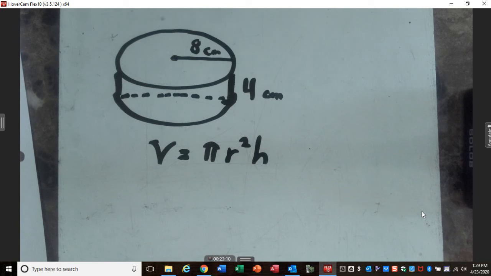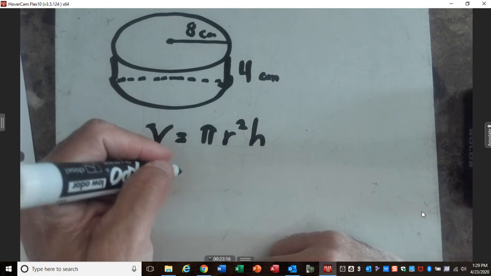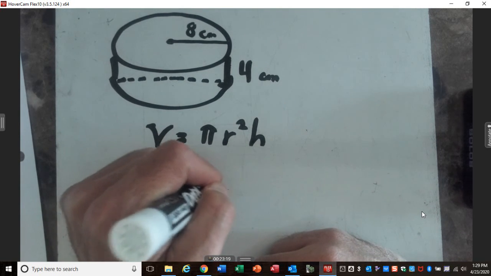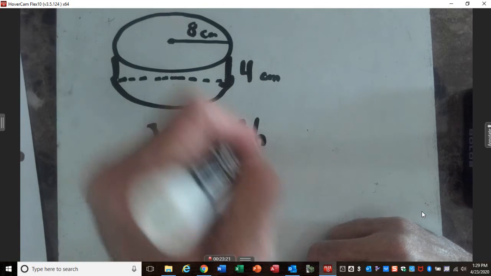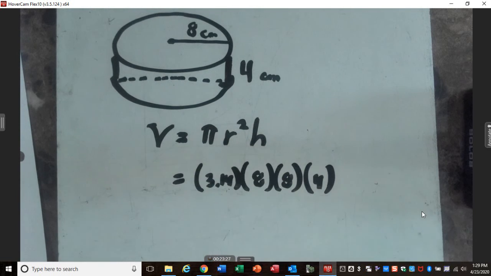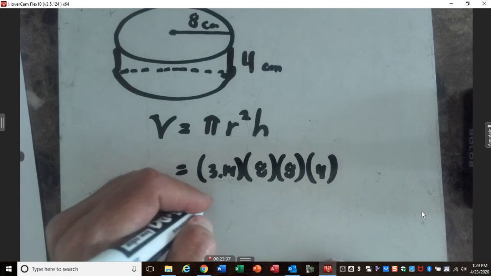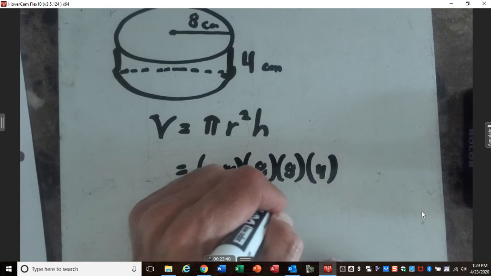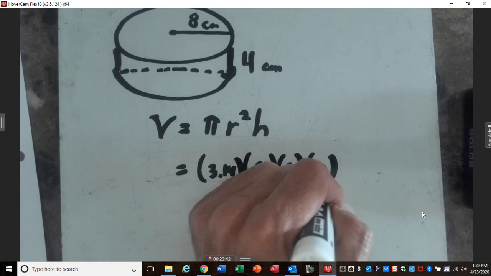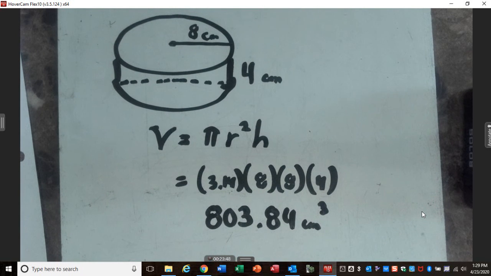Okay, I'm just doing my very best to explain to you where all these formulas come from. Okay, plug and chug, folks. That's all it is. So we're going to go in parentheses, pi times the radius, which is 8, squared, so 8 times 8, times the height, which is 4. Now we're going to bust this out on our calculator. So 3.14 times 8 times 8 times 4 will give us our answer, which is 803.84 centimeters cubed. And that, ladies and gentlemen, is the volume of this.